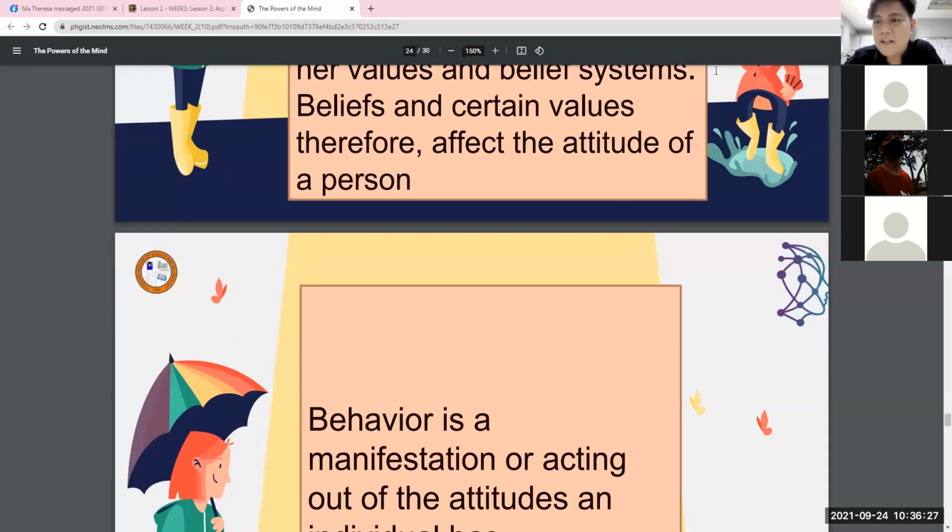Okay, tama. Sabi ni Vince, respect, tas maging sensitive. Correct ka dyan, Vince. Maging sensitive tayo. So very good yan, Vince. How about the others? Si Angela nakapagsalita na. How about the others? You can use the chat box.